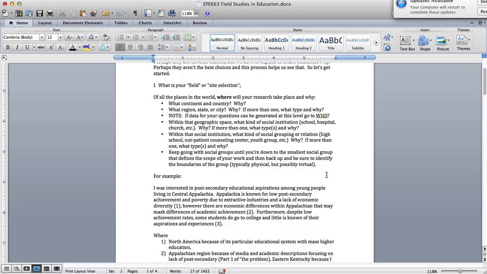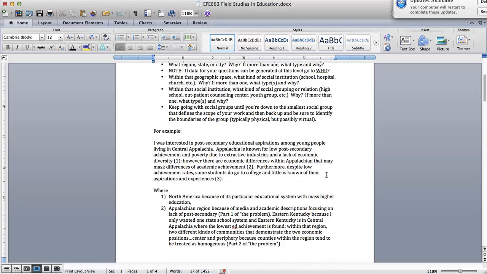The research was funded by the Appalachian Math Science Partnership, and so they were interested in getting more students in the pipeline to become math and science teachers. That was the goal of the grant. I had a mini project underneath that grant, so that's where some of the rationale comes from for the questions I'm asking. Appalachia is known for low post-secondary achievement and poverty, and so I'm studying, well, I'll go down to how I break it out.